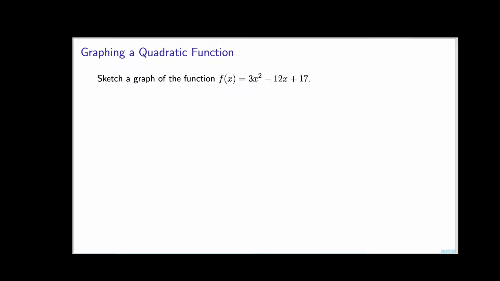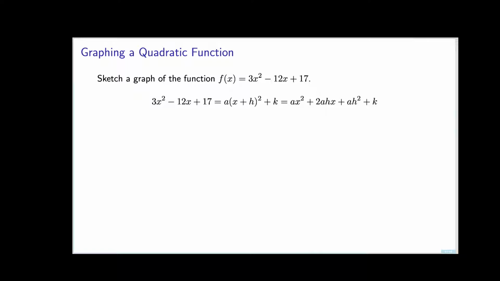We've seen how to complete the square previously, so we want to express 3x squared minus 12x plus 17 in the form a(x plus h) squared plus k. So we need to find our a, h, and k. We do this, as we've seen before, by expanding. We get ax squared plus 2ahx plus ah squared plus k.